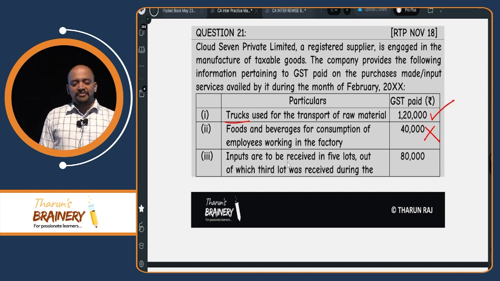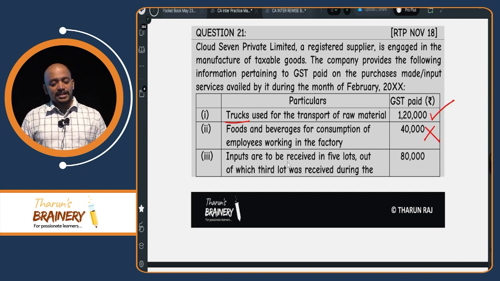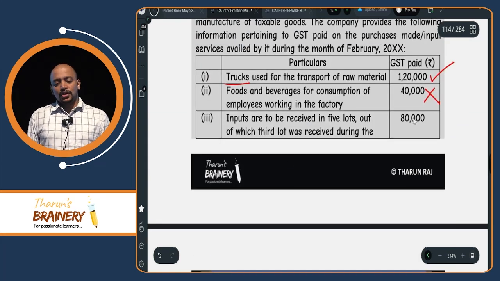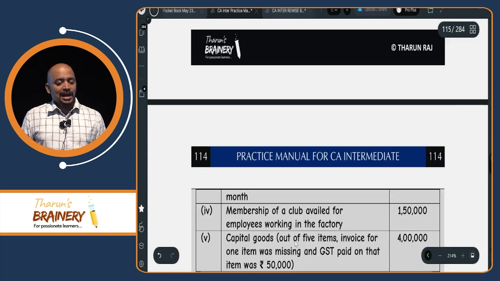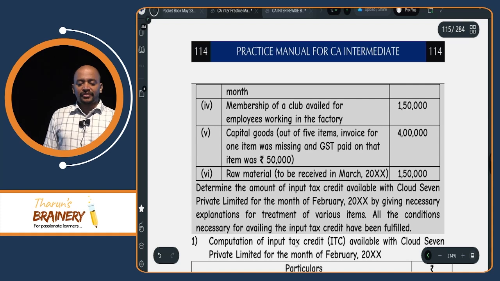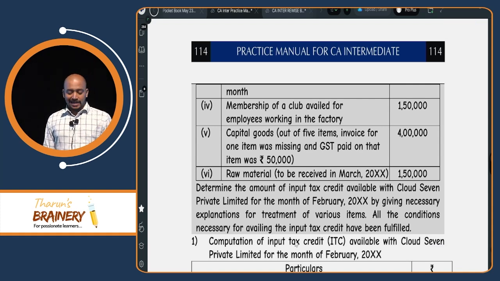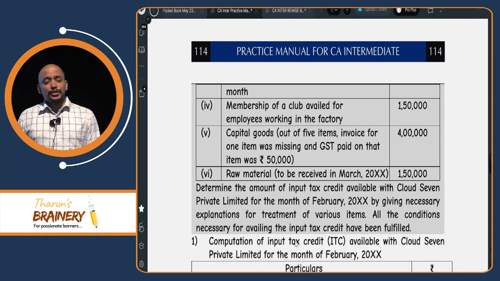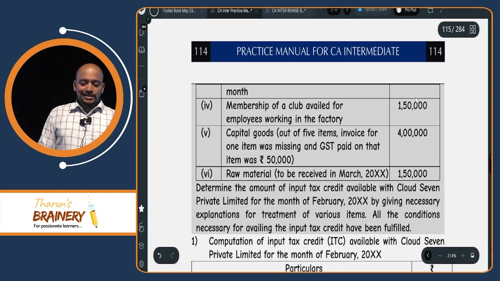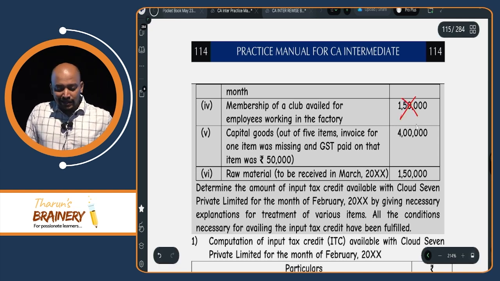Inputs are to be received in 5 lots, out of which 3rd lot is received during the month. No, because only on receipt of last lot. Membership of club availed for employees working in the factory. Is it under statutory obligation? So ITC not available, blocked credit.